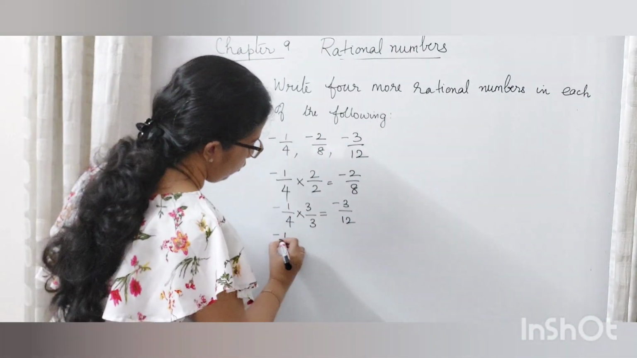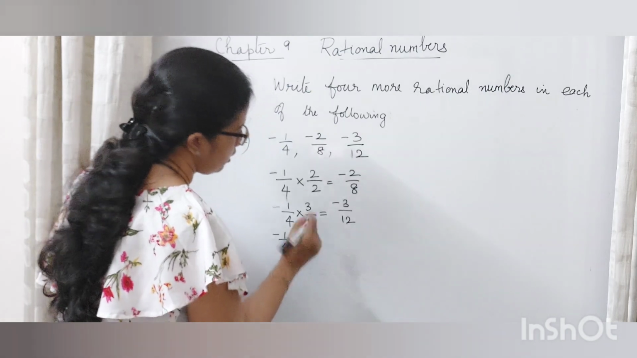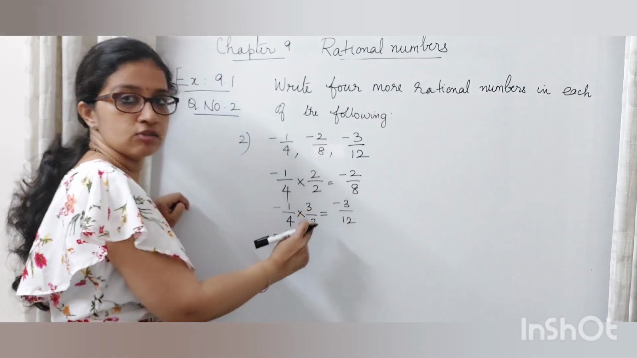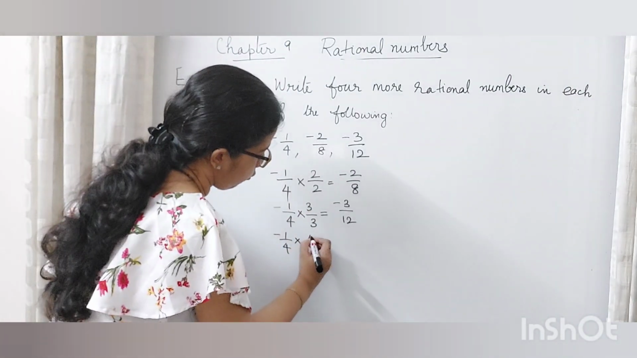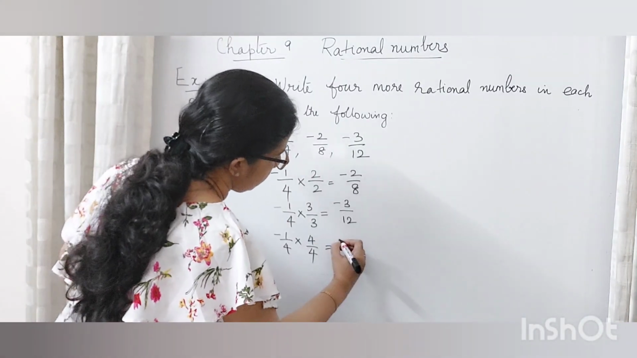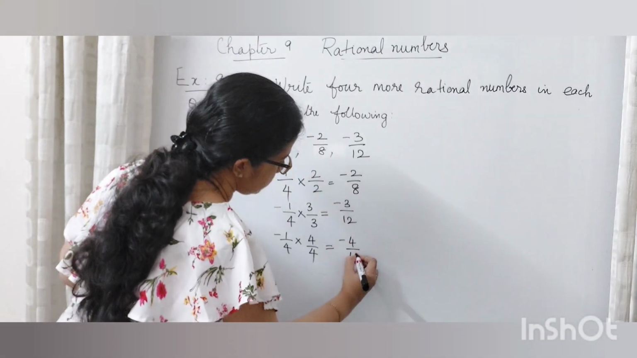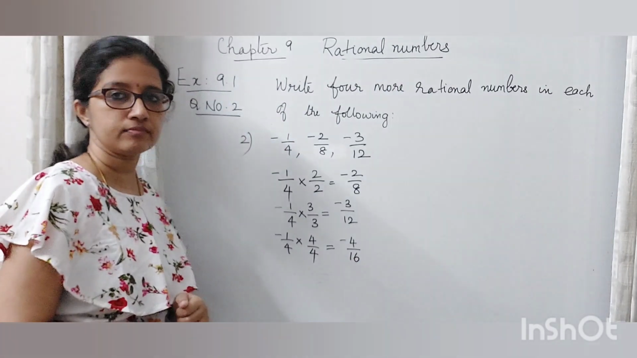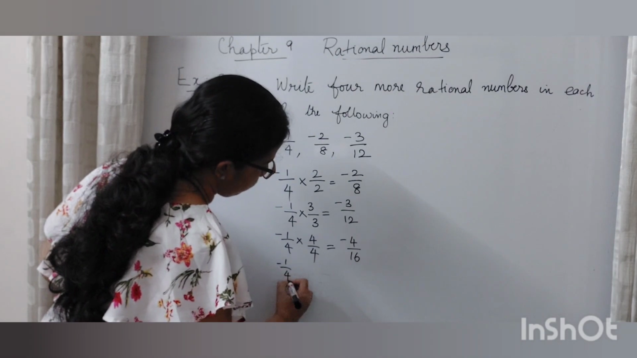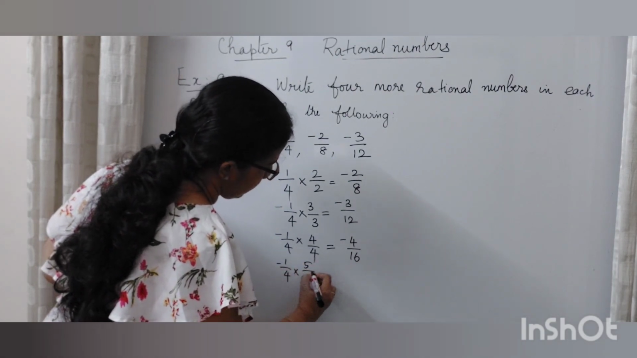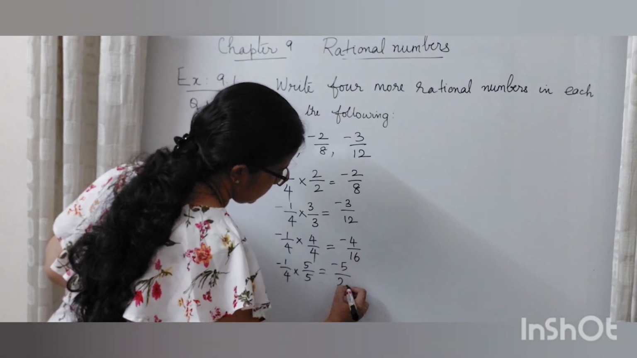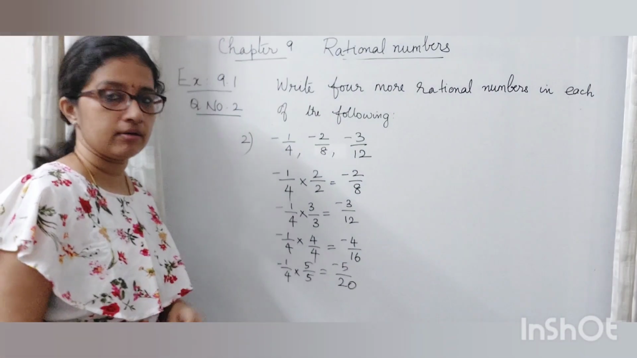Now what should we multiply the first number with so that we get the next number? Minus 1 by 4 into, here we multiply 2 by 2. For the next number we multiply 3 by 3. So for the next number we should multiply 4 by 4. If we multiply 4 by 4, the answer is minus 4 by 16. Clear? Now to get the next number, minus 1 by 4 into 5 by 5 gives minus 5 by 20.